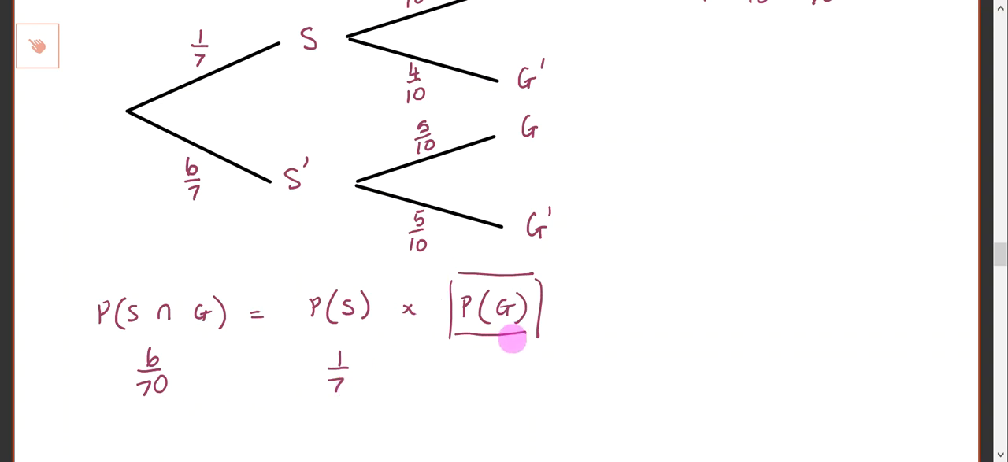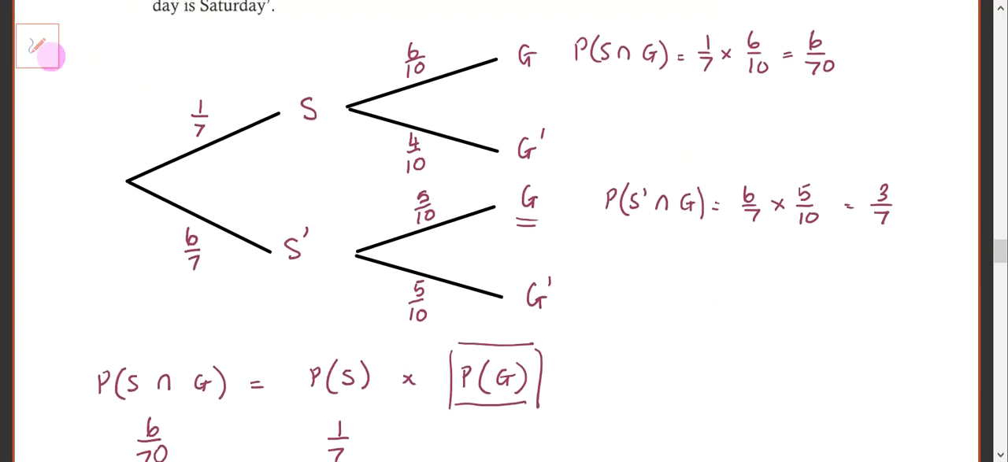The probability of G, well, that includes this one as well. So I also have to do the probability of not S and G, which is 6/7 multiplied by 5/10, which is 3/7, might be nice and easy to do. So, yeah, we do. So, 30 70ths. So that added together, both of them, is 36 70ths.